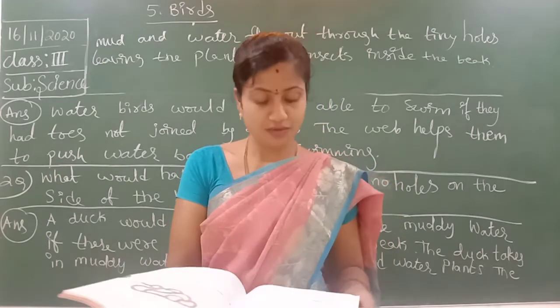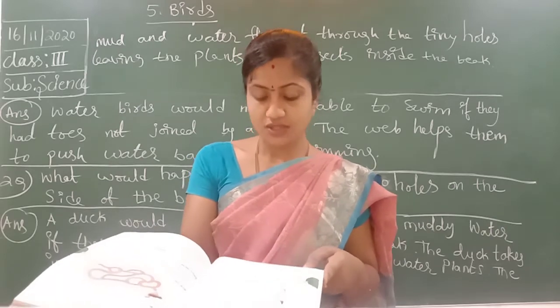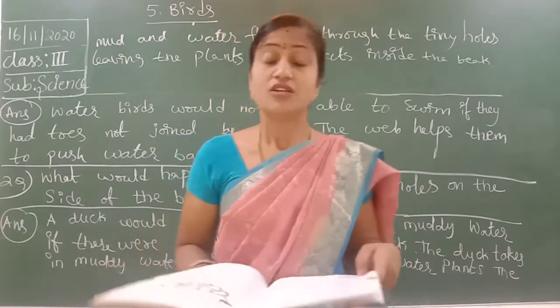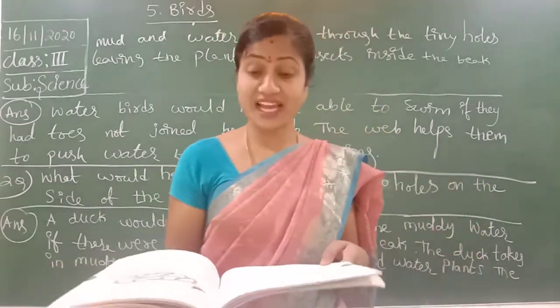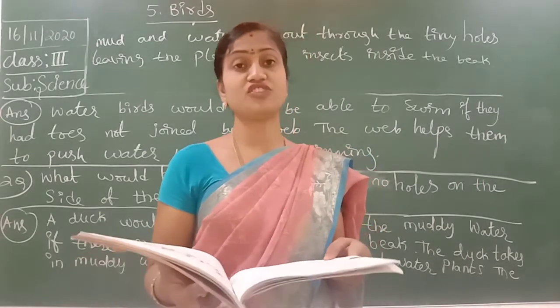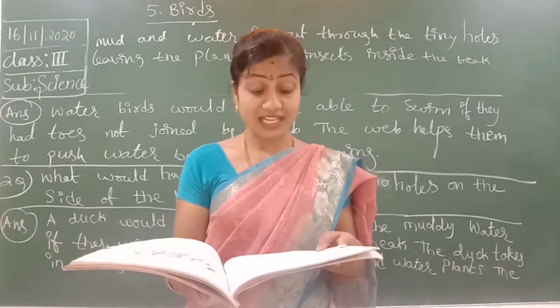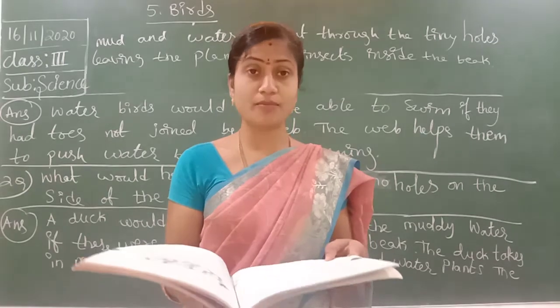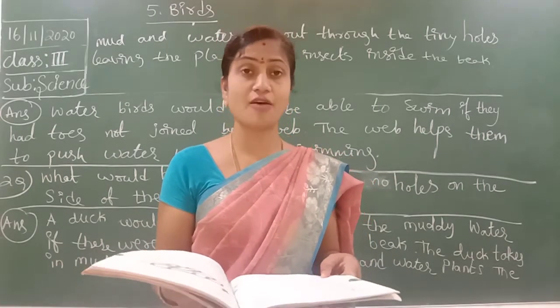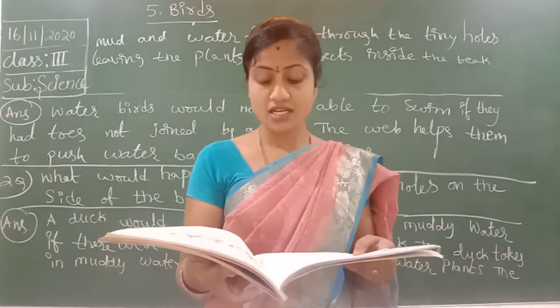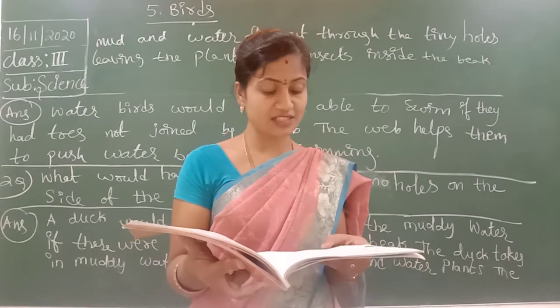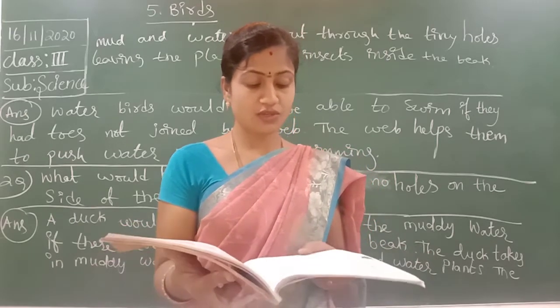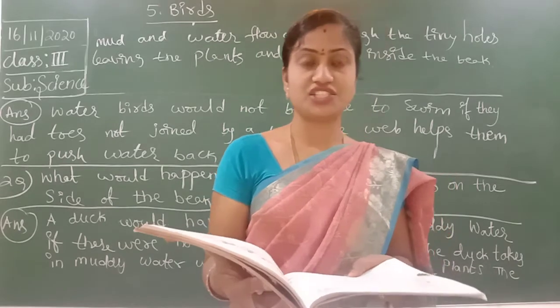So you have to do this project. You have to divide into two groups, group A and group B. As you wish, you have to do any one. Group A, collect pictures of birds from old magazines. If you have any old magazines, you have to collect the pictures. Make a collage for the class bulletin board.